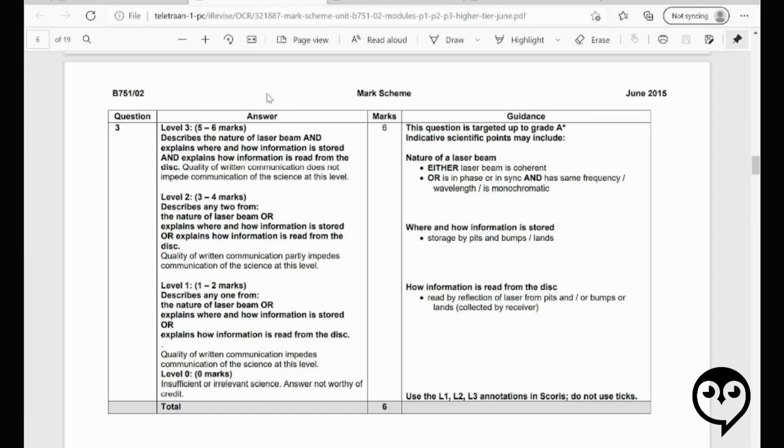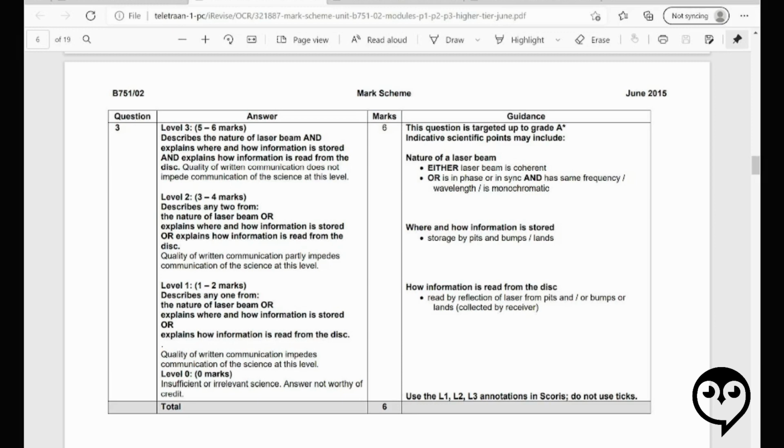Let's take a look at the mark scheme real quick. So for the nature of the laser beam, either you say the beam is coherent, or you say it's in phase and has the same frequency.